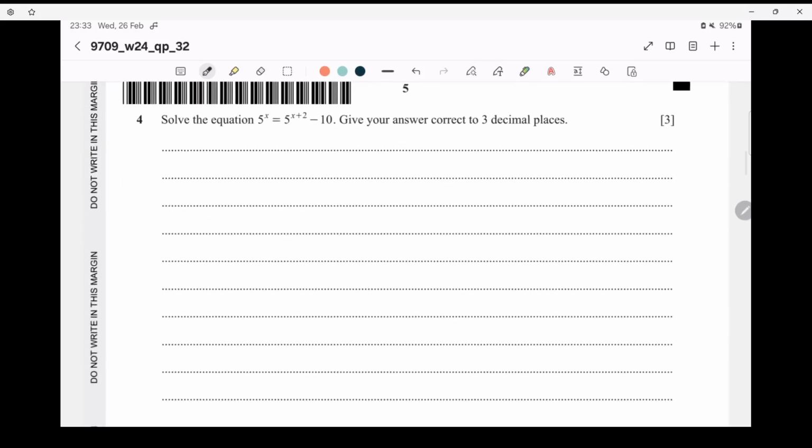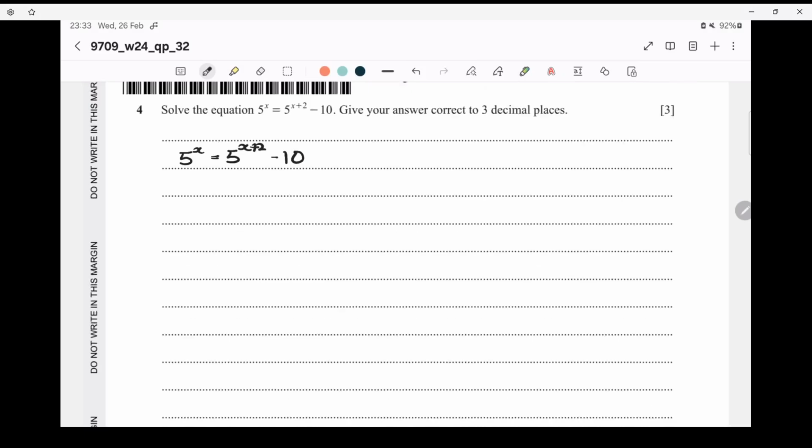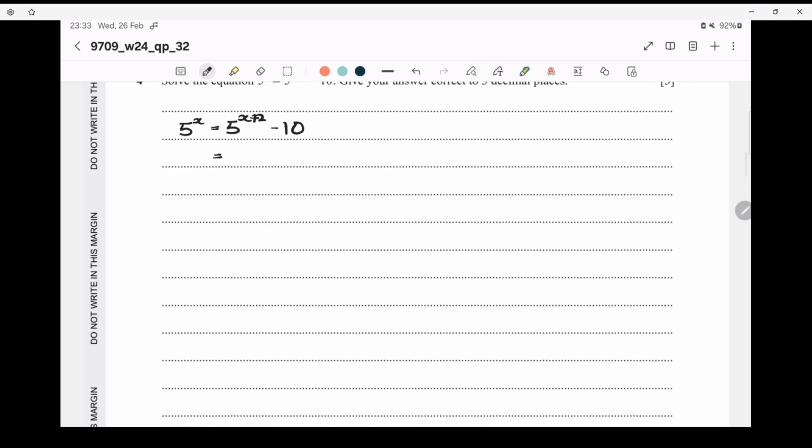Question 4. Solve the equation. Give your answer correct to 3 decimal places. So you have 5 power x equals 5 power x plus 2 minus 10. So first thing you need to do is to eliminate the plus 2 on the index. So you will have 25 times 5 power x minus 10. The second thing is to move things around. So let's put 10 on the left side.